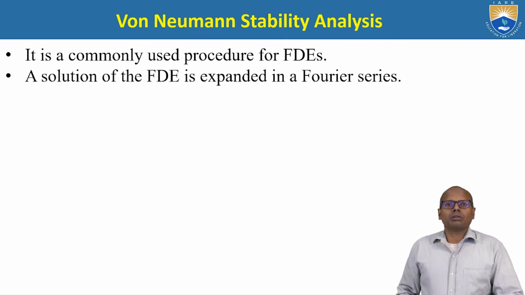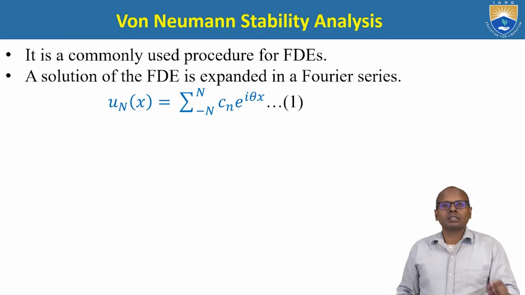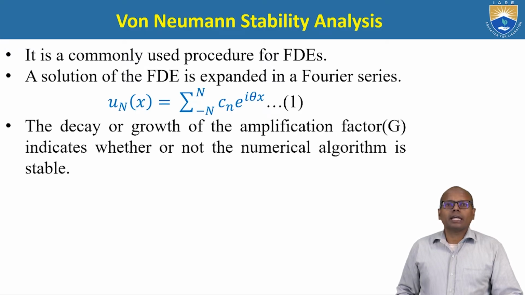A solution of the finite difference equation is expanded in a Fourier series. An example of a Fourier series is given by this equation: u_n of x is equal to the sum from minus N to plus N of c_n e^(iθx). So the solution is expanded in the form of a Fourier series. The decay or growth of the amplification factor indicates whether or not the numerical algorithm is stable.